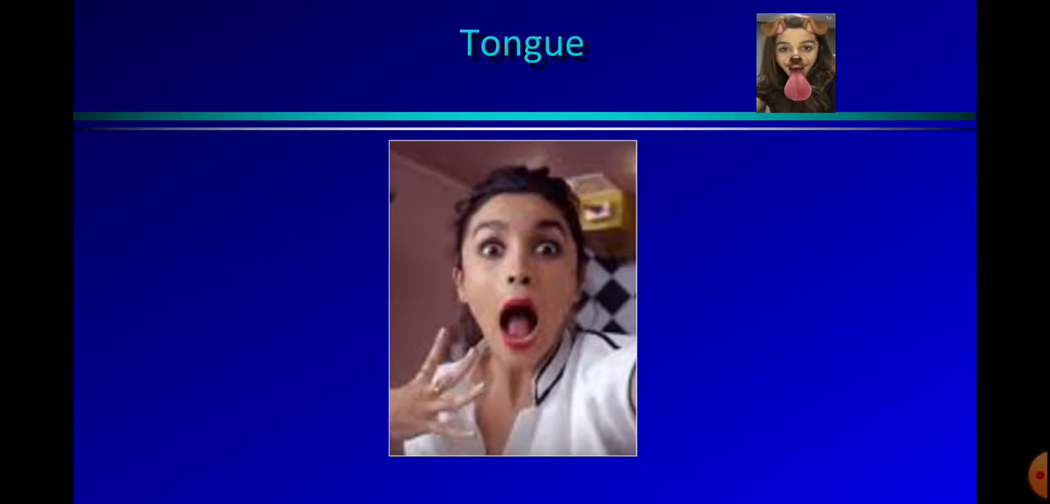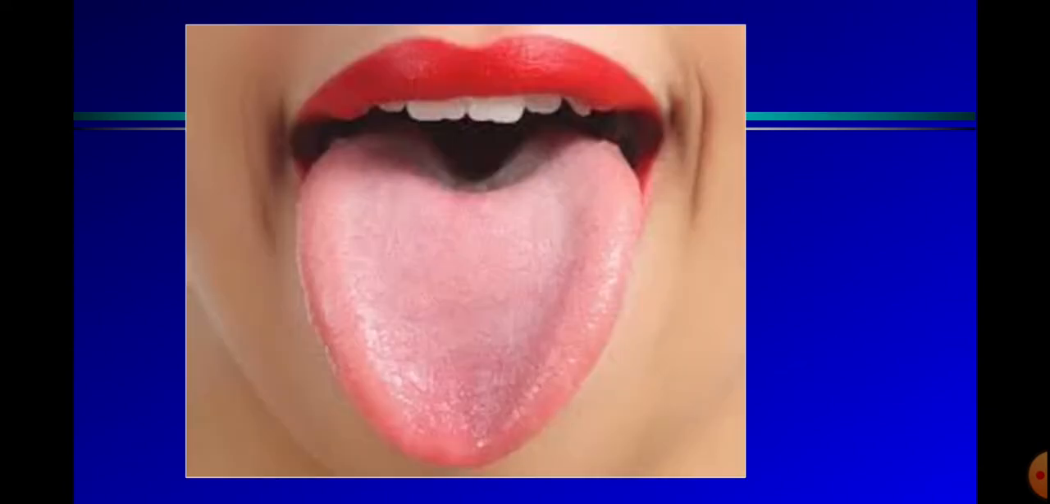Next, we will discuss the tongue. That is the last part that we are going to study here. The tongue. This is the tongue. The tongue is divided into the anterior 2/3 and posterior 1/3 part. The anterior 2/3 part is the oral part, and the posterior 1/3 part is the pharyngeal part.